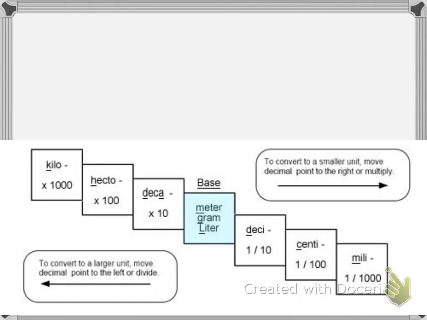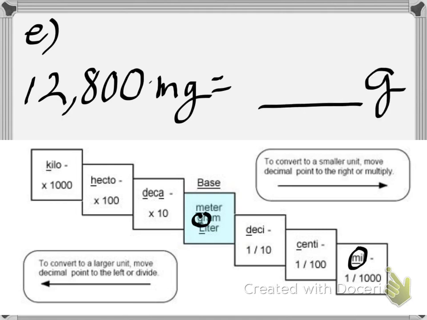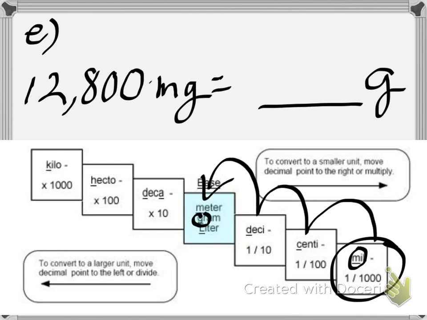So let's take a look at E. E is 12,800 milligrams, mg, so the M and then the G for gram, and we want that to equal grams. So we're going to start with the milligrams, starting here and going 3 places to there. If we want to, we can either move the decimal point 3 places, or we can divide by 1,000.